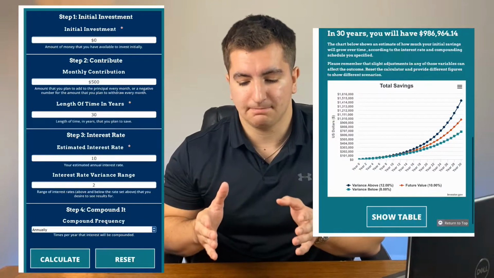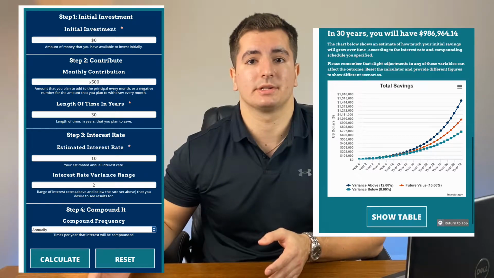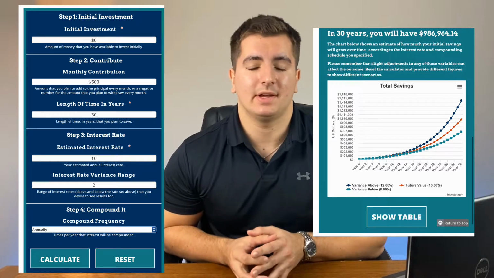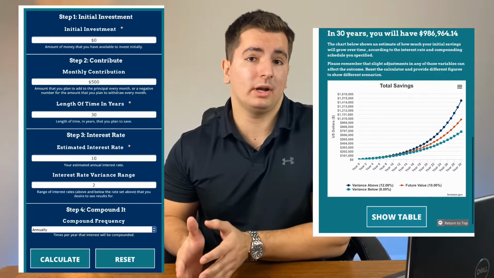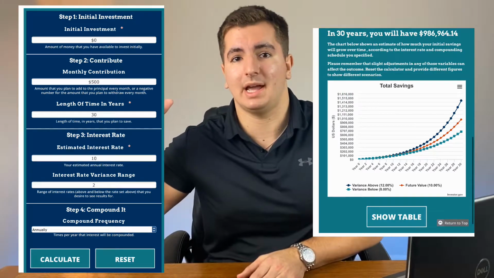So the example I'm showing on the screen is if I were to max out my IRA every year for the next 30 years, that's how much I would have. And that's just one example. If you want to put more in, if you want to put less in, you can play with the numbers and just see where you'll be at in the future.